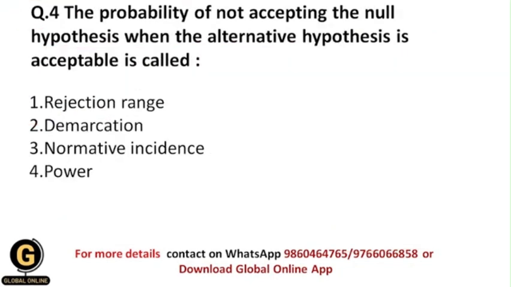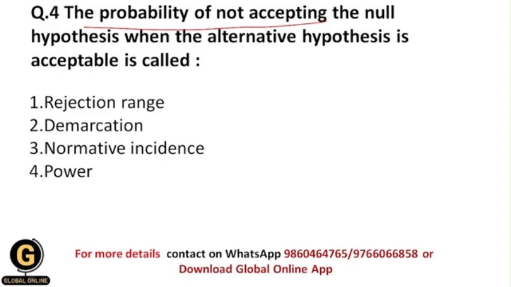Okay, the probability of not accepting the null hypothesis when the alternative hypothesis is acceptable is called. So what is the probability of not accepting the null hypothesis? In that situation basically the alternative hypothesis is acceptable. So it means that here the null hypothesis is false, and that's why we are not accepting it. Okay, so what is the probability of this kind of situation?